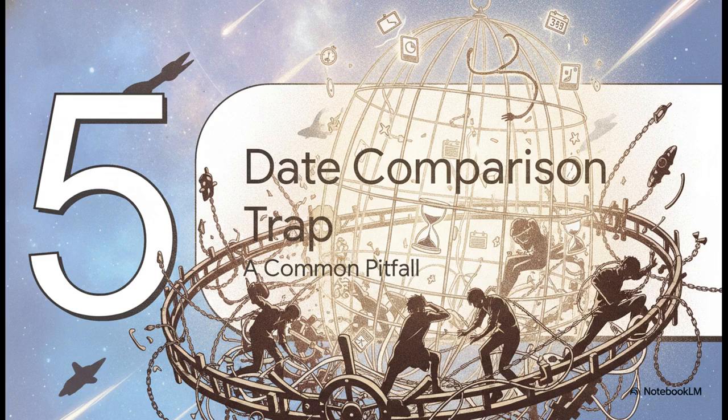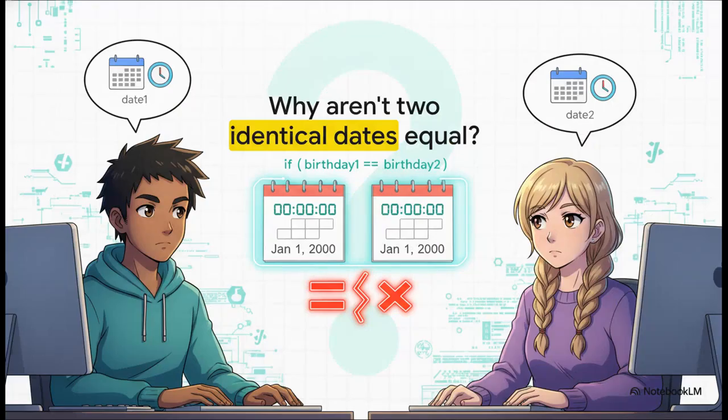All right, this brings us to section 5, the date comparison trap. We are flying through this, but listen up because this is a massive pitfall that catches almost everyone. Picture this. You've got two people. You create a date variable for person 1 and a date variable for person 2. They are born in the exact same year, month, day, hour, minute, and second. They are completely identical. But when you write a basic if statement in JavaScript to ask if birthday 1 equals birthday 2, JavaScript tells you they aren't equal. Wait, what? Why on earth would that happen?